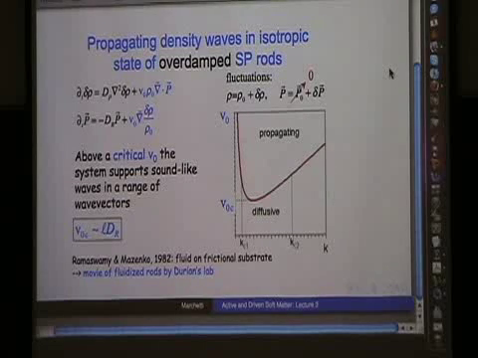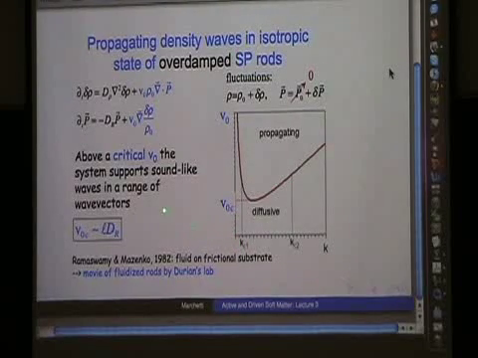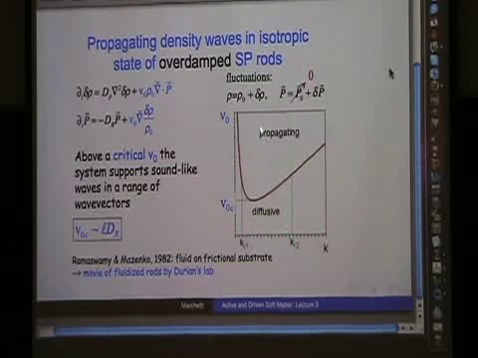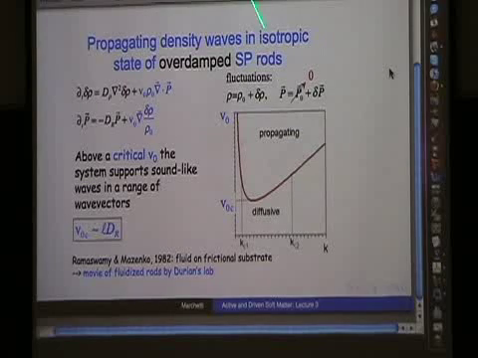This is an over-dense collection of rods. Density fluctuations decay via diffusion. They don't propagate. Okay? Now, in the limit k going to 0 strictly, the system is always diffusive. But there is a broad range of k where the system actually supports propagating waves, sound-like waves, and these have actually been seen in this motility assay.